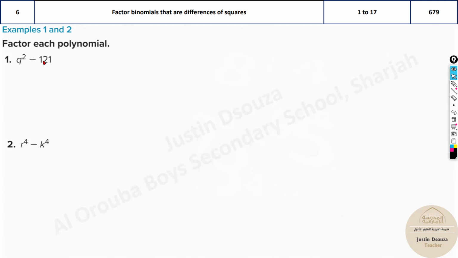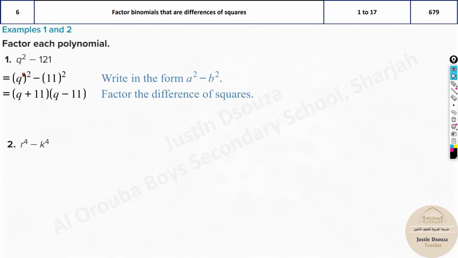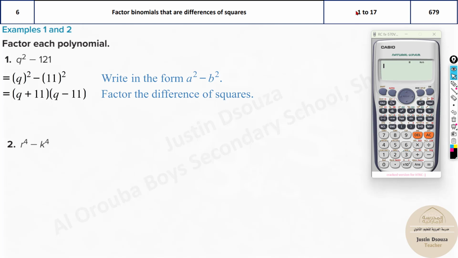Now the first part here, 121 is a perfect square. It's 11 square, right? So you can write it as x square minus 11 square, which is (x plus 11)(x minus 11). Or if you use the calculator, I'll show you now. You can press mode 5 3 and you can see here the coefficient before x square is 1. Then there is no x term, so the x term is 0. Lastly, we have minus 121.